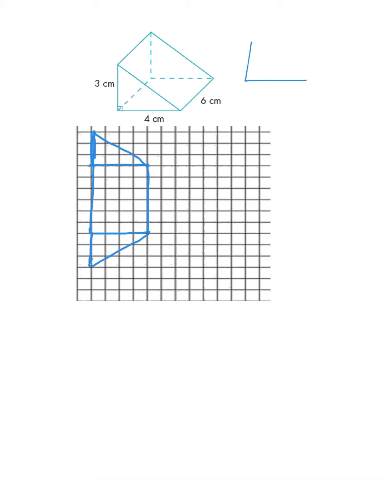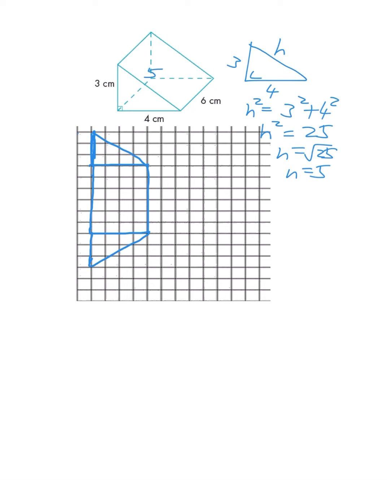So I can see I have a right angle triangle, 3 and 4. So in the right angle triangle, we can use Pythagoras. So we don't have the hypotenuse, but the hypotenuse squared is equal to 3 squared plus 4 squared. So that means h squared is going to be equal to 25. So h is equal to the square root of 25. So h is equal to 5. So our hypotenuse is 5. So then drawing that means I'm going to go out 5 boxes.